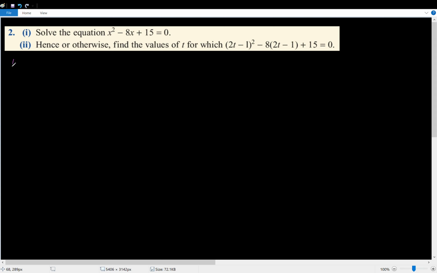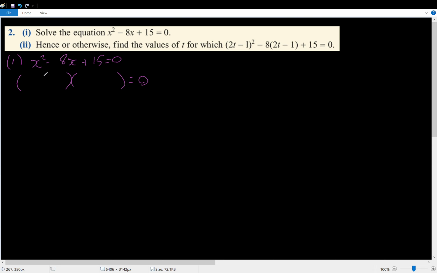We'll start with part 1. We have to solve the equation x squared minus 8x plus 15 is equal to 0. So what we're going to do is go straight to brackets in this, because there's no coefficient of x, and we have to factorize in order to solve this.